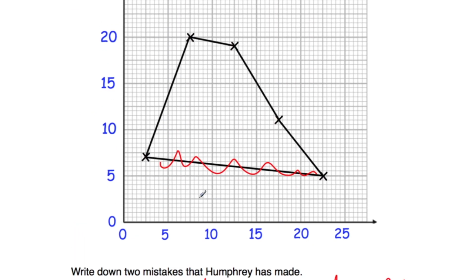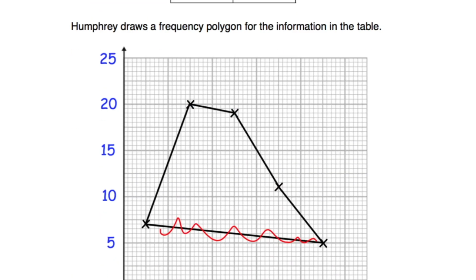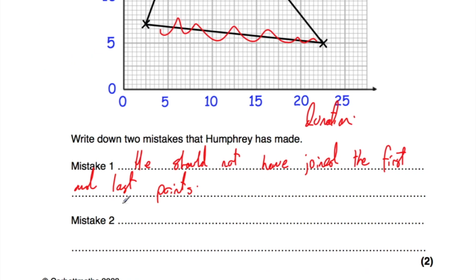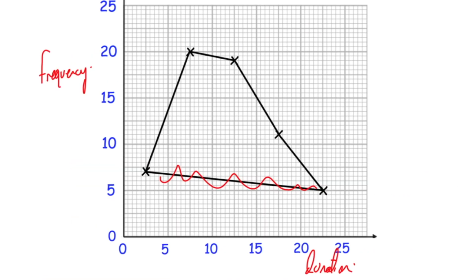axes. We've got here the donations between 0 and £25. Is it 0 and £25? Yeah, it is. But he hasn't labelled his axes. He hasn't written down here donation. And he hasn't written frequency, and that's very important, writing frequency on the vertical axis. So he hasn't labelled his axes. And that's it. Okay, let's have a look at our next question.